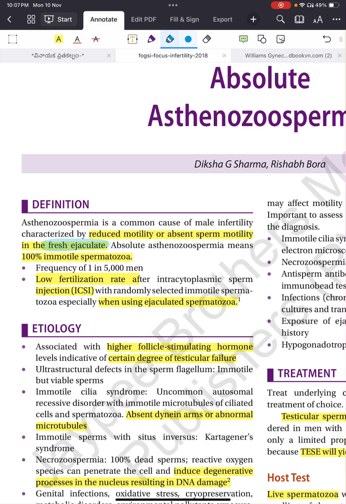Frequency is one in 5,000 men who will have this kind of condition. There is a low fertilization rate after ICSI with randomly selected immotile spermatozoa, especially when using ejaculated spermatozoa. You take the ejaculated spermatozoa and you try ICSI, even then there is no fertilization. That means even though we placed it in the cytoplasm, it was not able to travel to the nucleus. That is absolute asthenozoospermia.